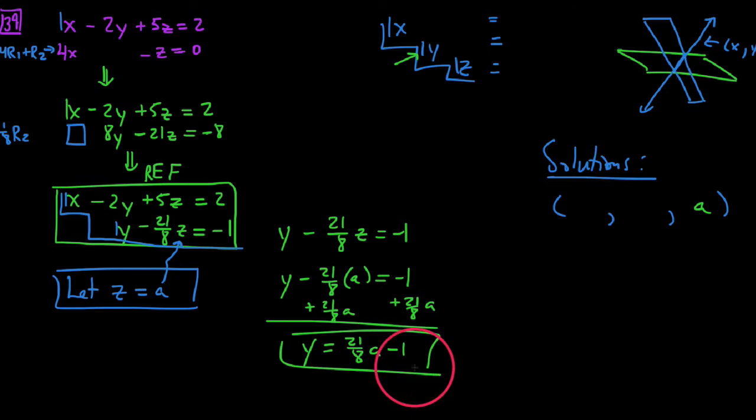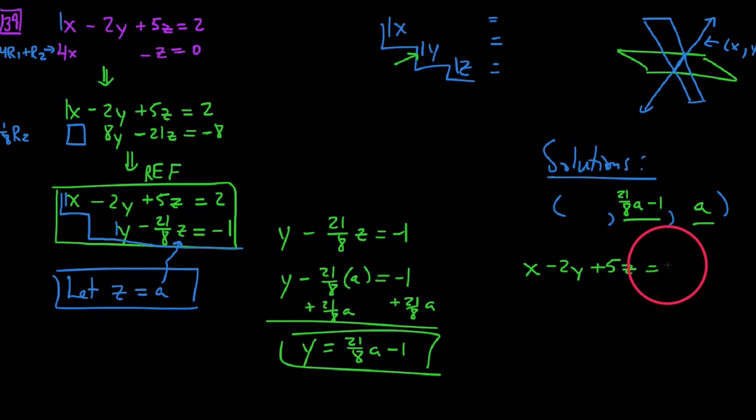Now I'm going to put a box around this, and immediately I'm also going to go up here and say, well, you know what this means then? It means 21/8 a minus 1 has to be our y value here. And so, as we normally do after discovering z and y and doing back solving, we're going to take both of these values and substitute them back into this primary equation, the first row equation, to solve for x. So again, I'll drag my equation over here just so we can see it all in one place. x minus 2y plus 5z equals 2. And we're going to have to do quite a bit of simplifying here, but we should be able to find x in terms of a as well.